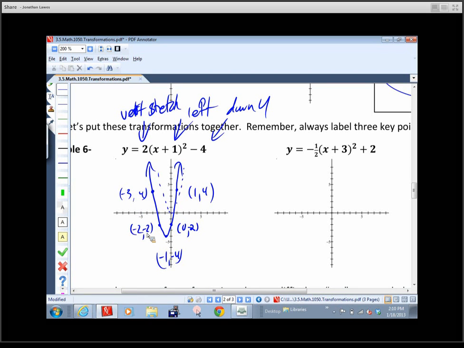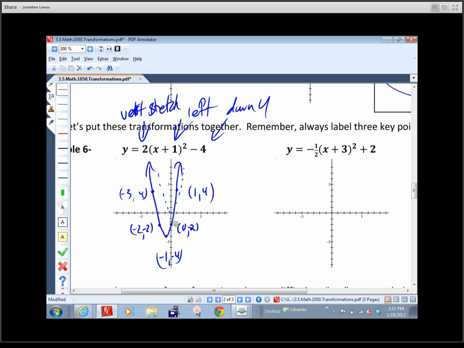How could you check to make sure that we did this correctly? Yeah. If any of these points really are on the graph, they should work in the equation. So if you plug them into the equation, they better make the equation true. They will. We did this right. Let's take a look at the next one.